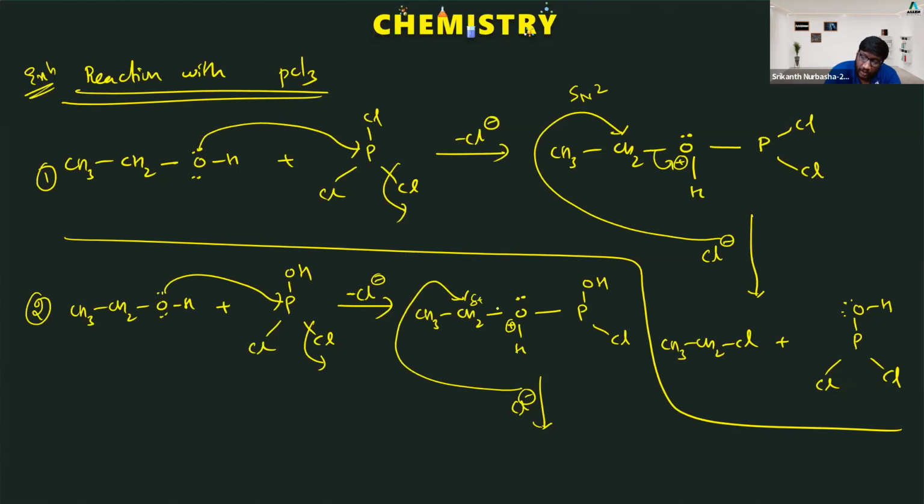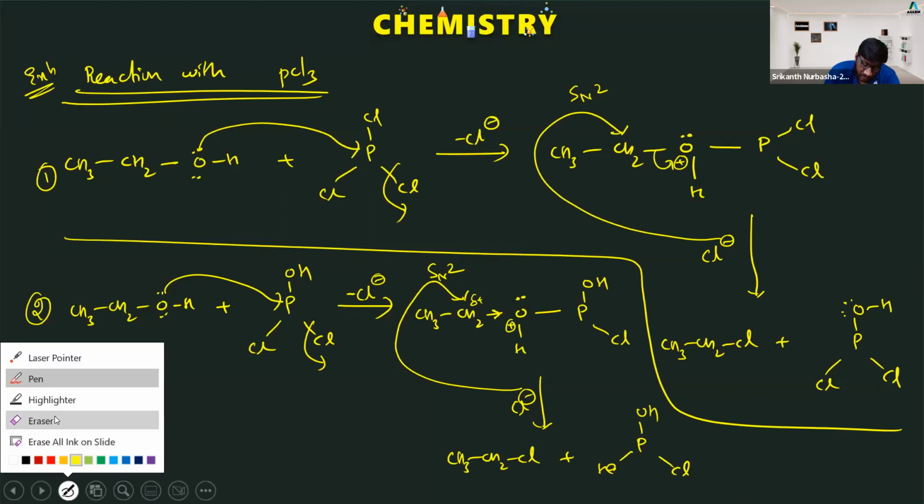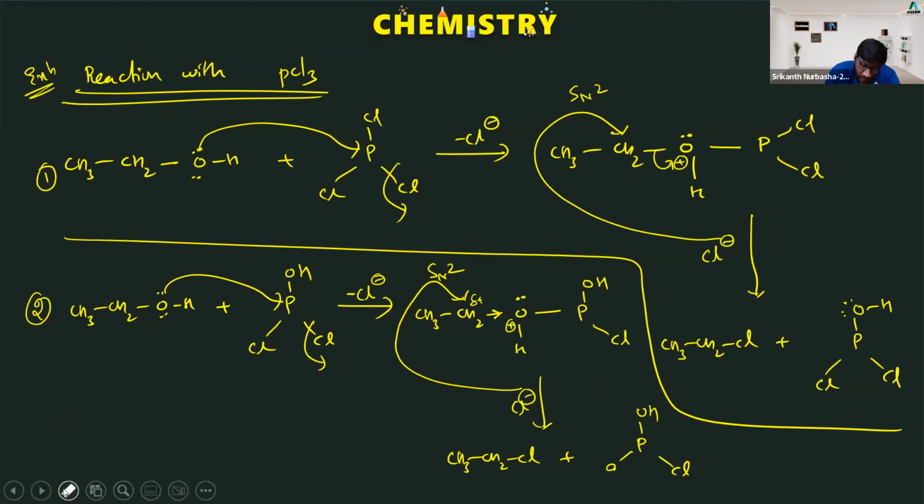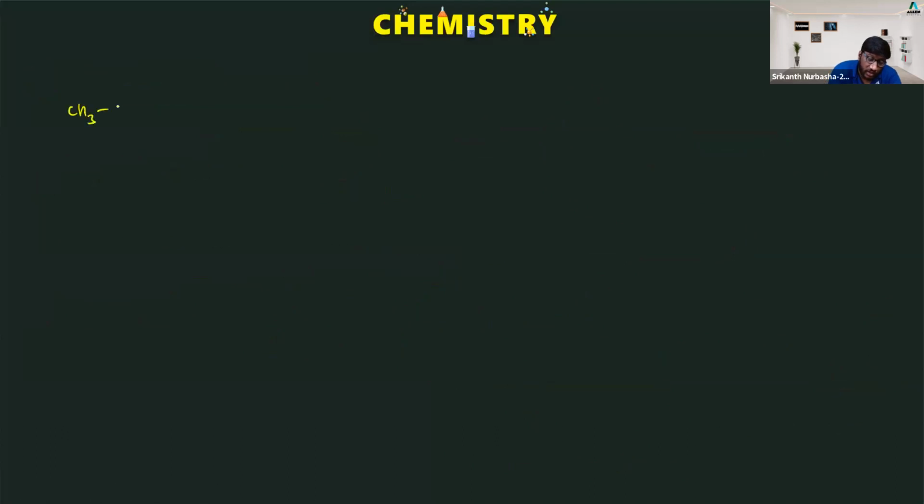This carbon is electrophilic, so SN2 attack happens again. Cl minus attacks and you generate CH3CH2Cl. Along with that, we generate POH, OH and PCl. Again, we have a phosphorus-chlorine bond, so that can react with the third molecule of alcohol. Let us take the third molecule of alcohol, CH3CH2OH, which can react with this POH, OH, PCl.